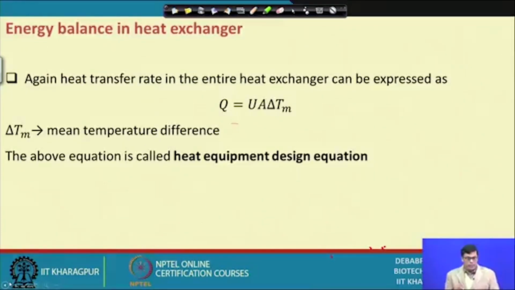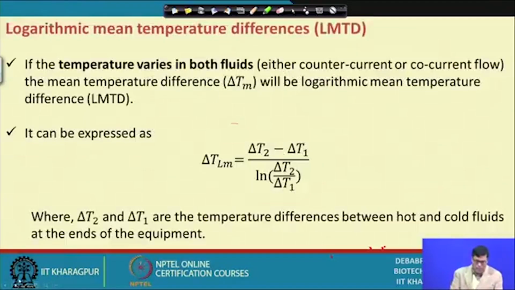mH is the rate of condensation of vapor, and lambda is the latent heat of condensation of vapor. Now, here the overall heat transfer can be expressed as Q equals U A del Tm, where del Tm is the mean temperature difference that we have.